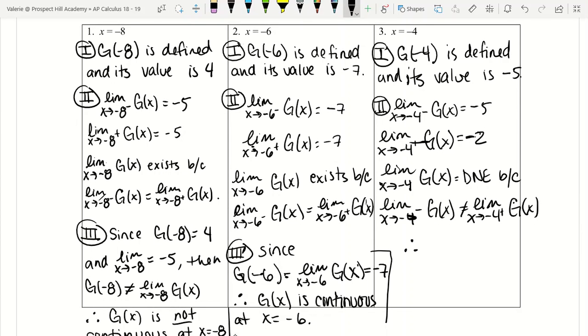Therefore, g of x is not continuous at x equals negative 4. So notice how I didn't have to show or prove that third step, because once one of the other two steps doesn't work, we can automatically conclude that we are not going to be continuous.